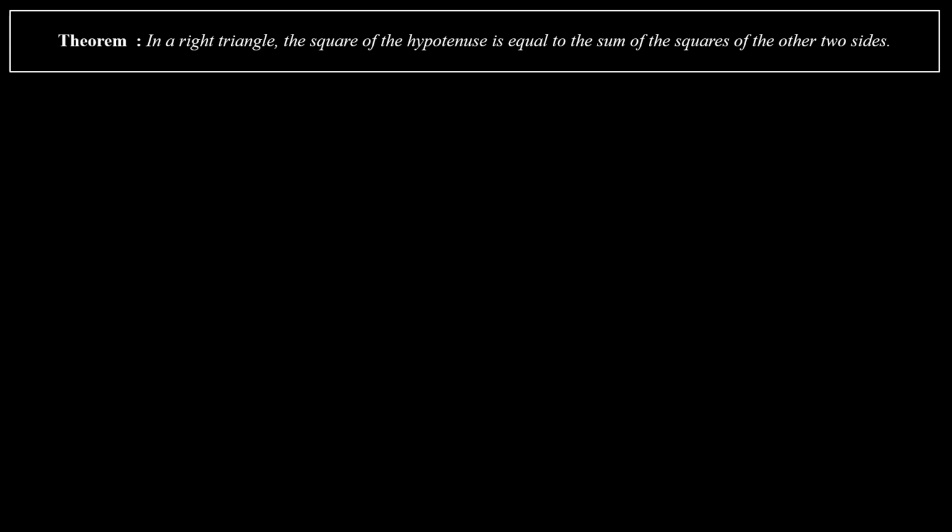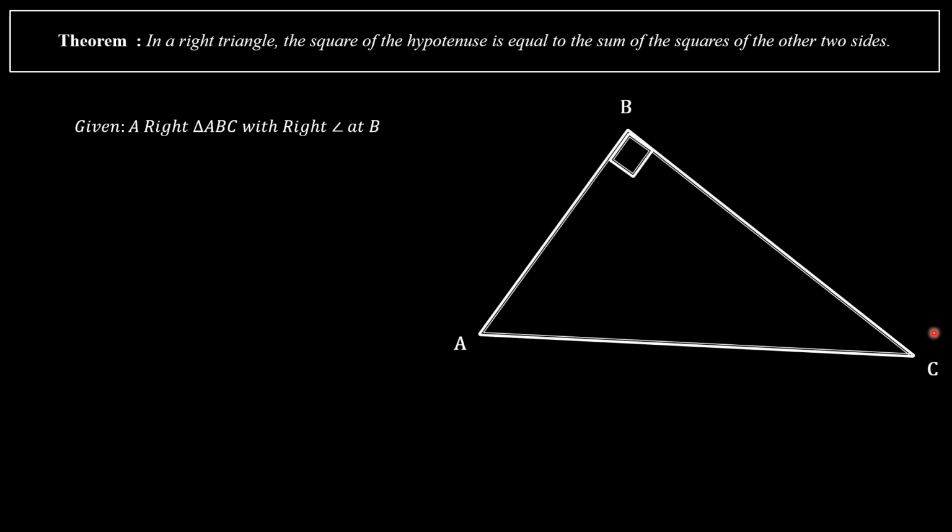So in a right triangle, let ABC be the right triangle with right angle at vertex B. We need to prove that AC square, the square of the hypotenuse. The hypotenuse is the side opposite to the right angle, the longest side in the right triangle. Hypotenuse square, that is AC square, is equal to the sum of squares of the other two sides. The other two sides are AB and BC. So AC square is equal to AB square plus BC square. We need to prove this.